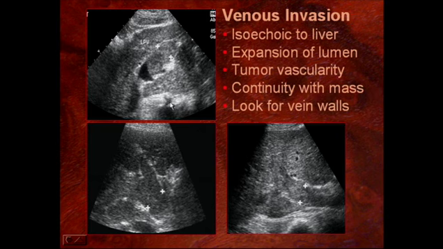And as you can see in these three different patients, the isoechogenicity of the tumor thrombus with the rest of the liver can make it difficult to appreciate. What you have to do is look for the vein walls, which will appear as hyperechoic structures surrounding the tumor, as we see in all three of these cases.